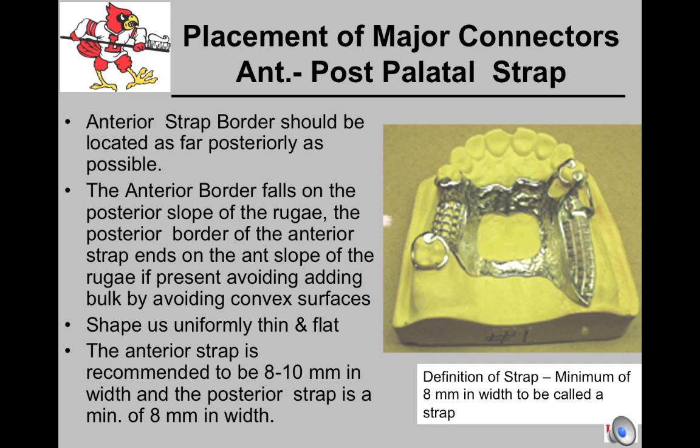Keep in mind that the definition of a strap is that it must be a minimum of 8 millimeters in width. The anterior strap should be located as far posterior as possible to avoid interference with the tongue and rugae area. The anterior border of the anterior strap falls on the posterior slope of the rugae. The posterior border of the anterior strap ends on the anterior slope of the rugae, if present, which avoids adding bulk by avoiding convex surfaces.